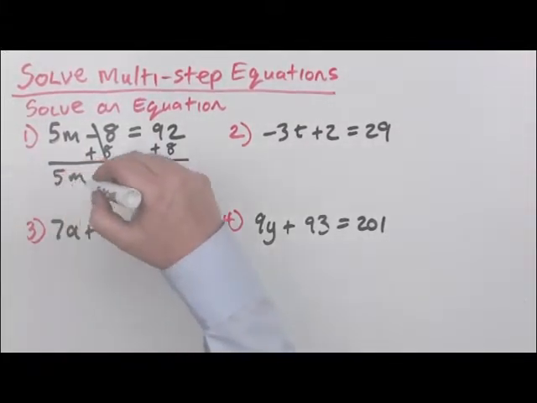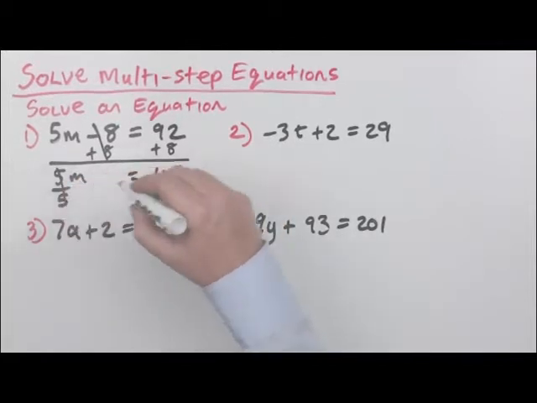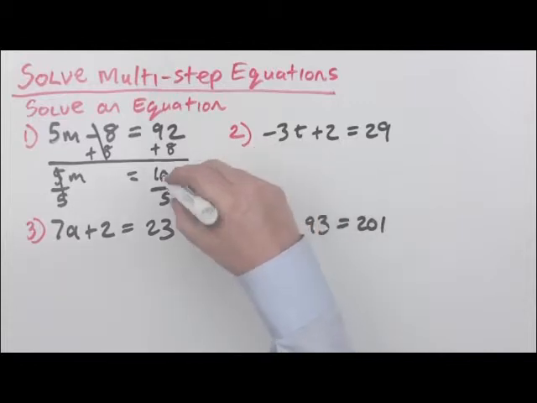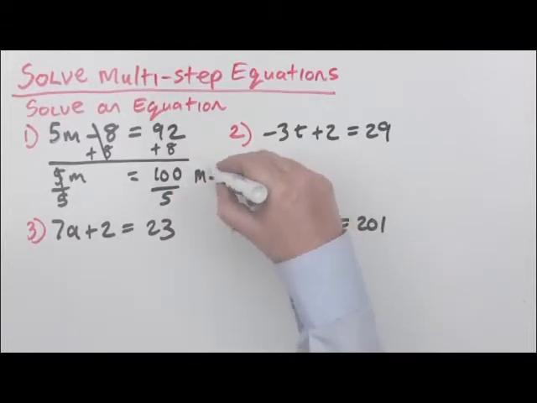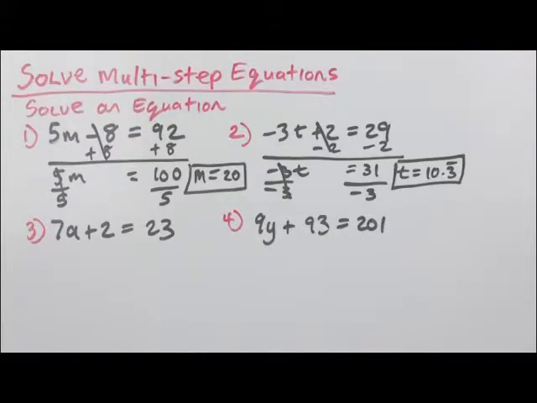Then I divide by the coefficient here, dividing by 5 on both sides. So let's see, m is equal to 20. Okay, great. Now I'm going to intentionally do number 2 wrong to see if you can see the mistake I made. So there it is. Can you see what I did wrong? Well, let's go on to number 3 and then we'll go back to number 2 and see what we did wrong.